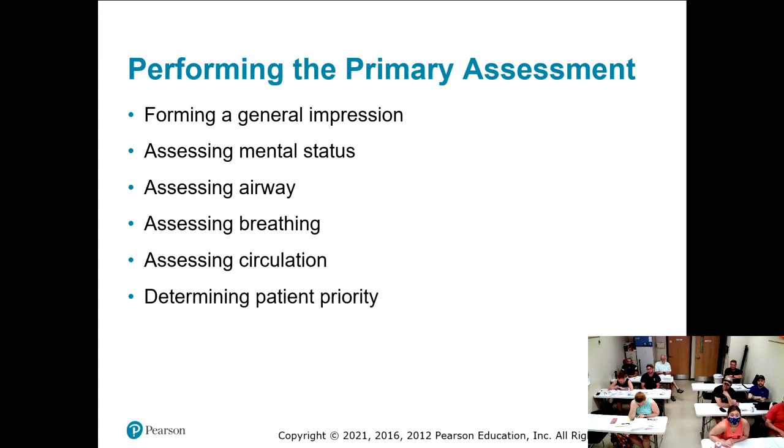And then at this point we're determining the priority of the patient. Is this patient a life threat who needs to go to the hospital right now? Yes or no? For our EMT exam, heads up, it'll always be a priority patient on your national registry. They don't usually assign it, but it'll be a high priority patient. If you have a bad airway, bad breathing, bad circulation, or bad mental status, you have a high priority patient.